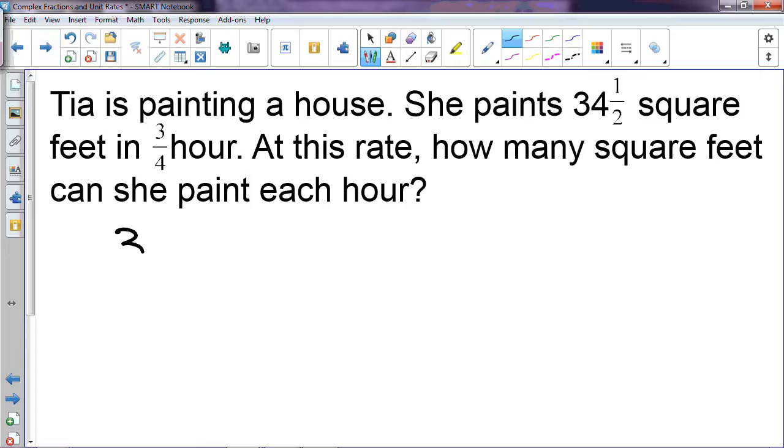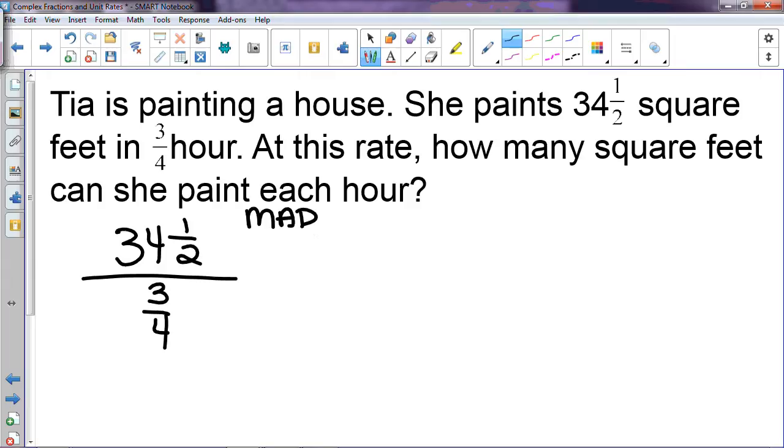So, if she can paint 34.5 square feet in 3/4 of an hour, this would be our complex fraction. Now, if you ever have a mixed number in part of your complex fraction, it's important to first change it to an improper fraction. I've heard of this way that I find is easy if you're having issues with changing a mixed number to an improper fraction. It's called MAD.